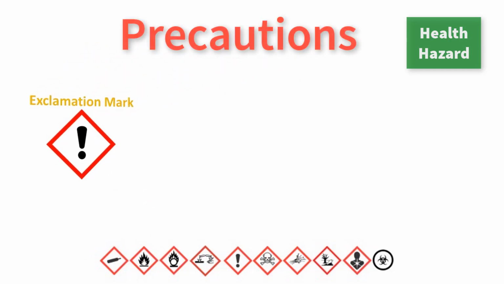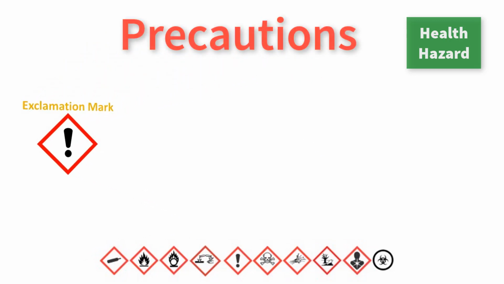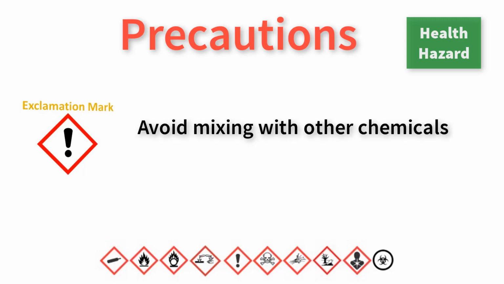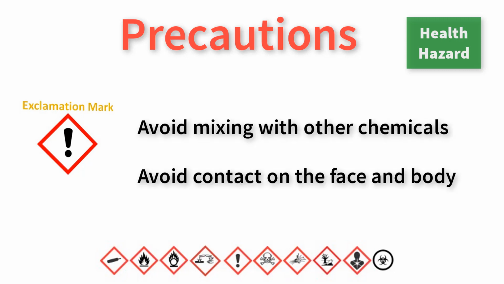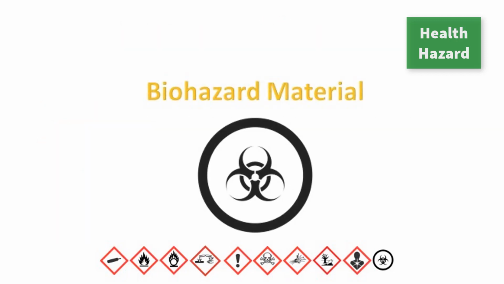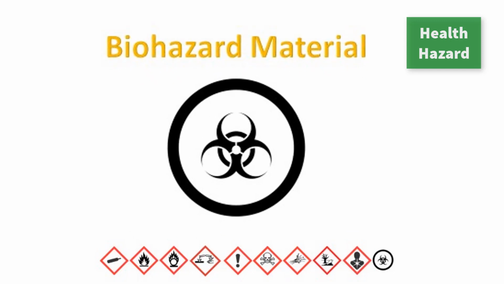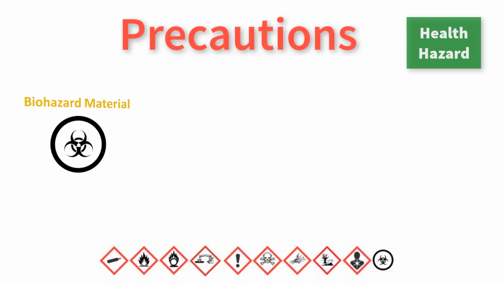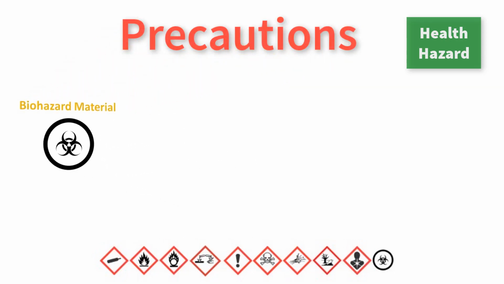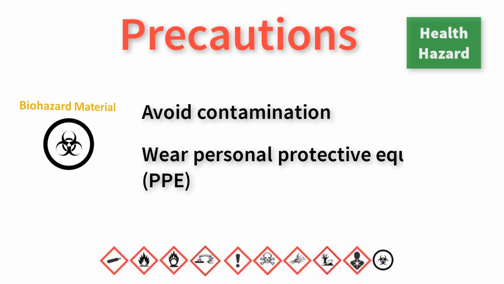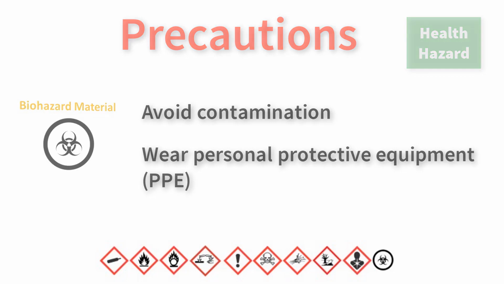Some precautions to take when handling substances with the exclamation mark on them is to avoid mixing with other chemicals and to avoid contact on the face and body. The last symbol classified under the health hazard group is biohazardous infectious material. This material may cause serious disease resulting in illness and/or possibly could be fatal. Some precautions to take when handling biohazard material are to take every measure to avoid contamination. Handle the material only when fully protected and use routine practices.